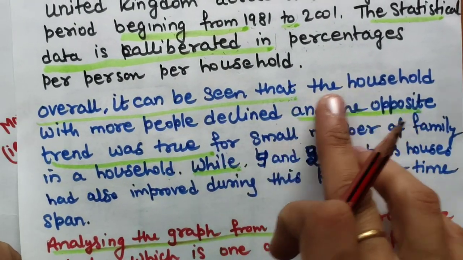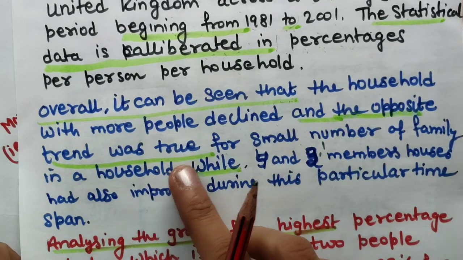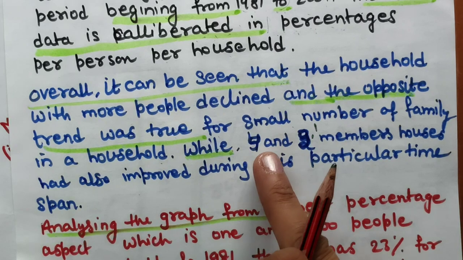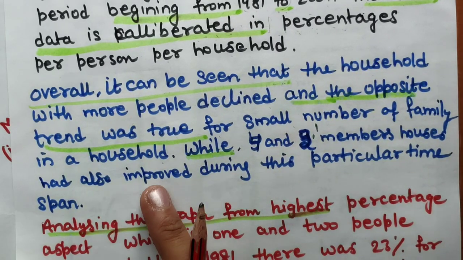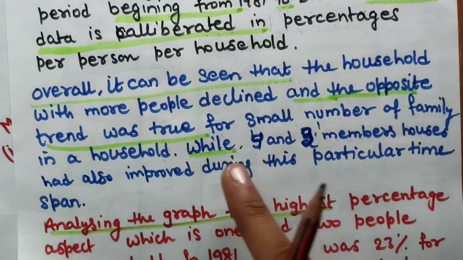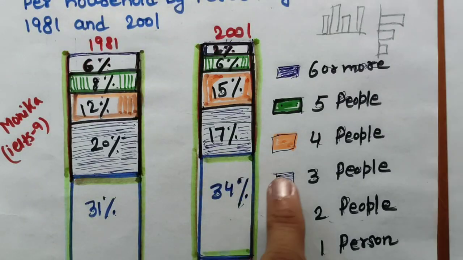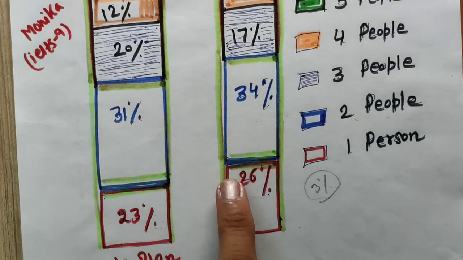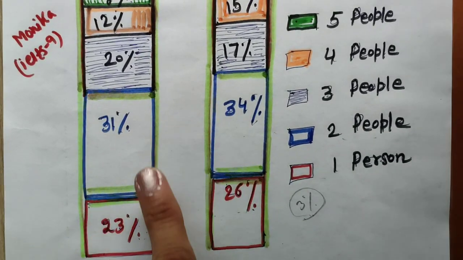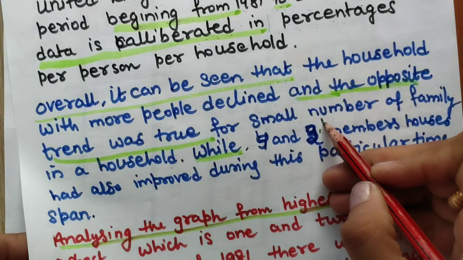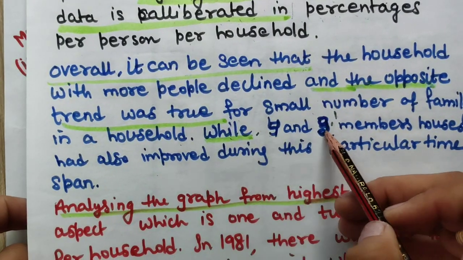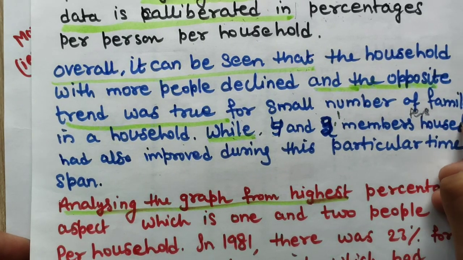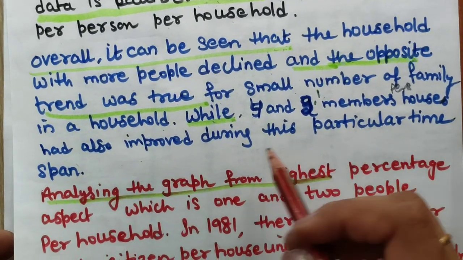The households with more people declined, and the opposite trend was true for a small number of family members in a household, while 4 and 2 member houses had also improved during this particular time span. So 4 and 2, see this, 4 and 2 it has improved. Okay, and 2 also, this has also improved. In fact 1 also had improved, I have written 1 over here. So while 4, 2 and 1 members per house, you can write, had also improved during this particular time span.